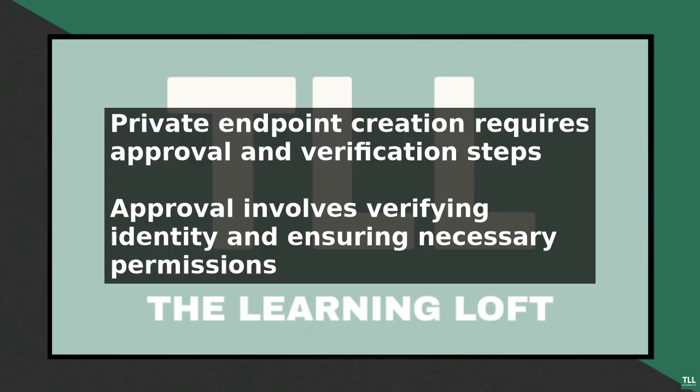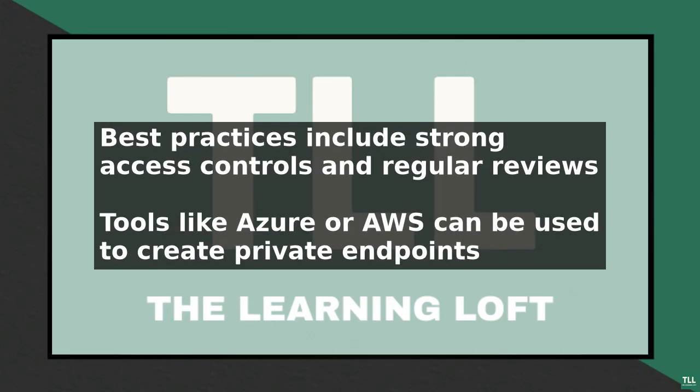In practical terms, connecting via private endpoint can be done using various tools and platforms, such as Azure or AWS. For example, in Azure, you can create a private endpoint using the Azure portal or Azure CLI, and then connect to the service using the private endpoint. Similarly, in AWS, you can create a VPC endpoint and connect to the service using the endpoint.